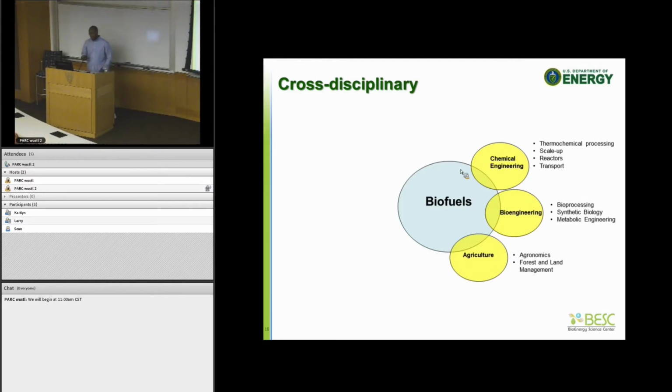Agriculture, agronomics. If we make a great grass that will be good for biofuels, we need to really understand the best way of planting that in fields and stuff like that. Computer science. You say, well, where does computer science fit into this? These systems are so complex that we rarely can understand them without using some type of computer simulation, right?